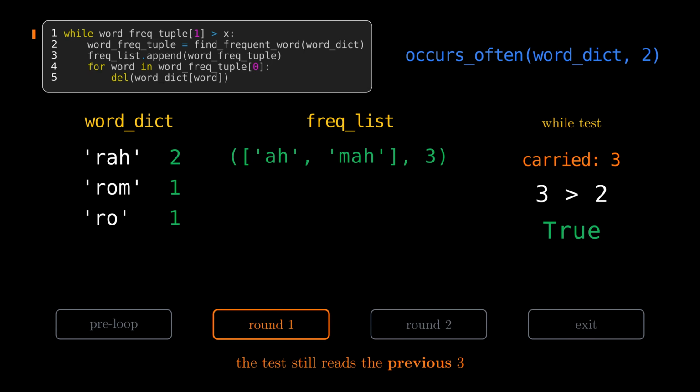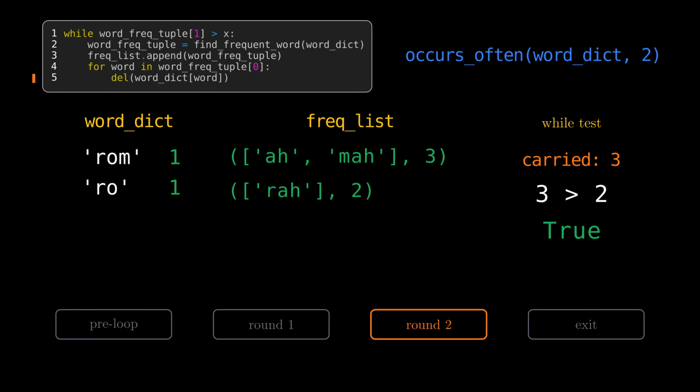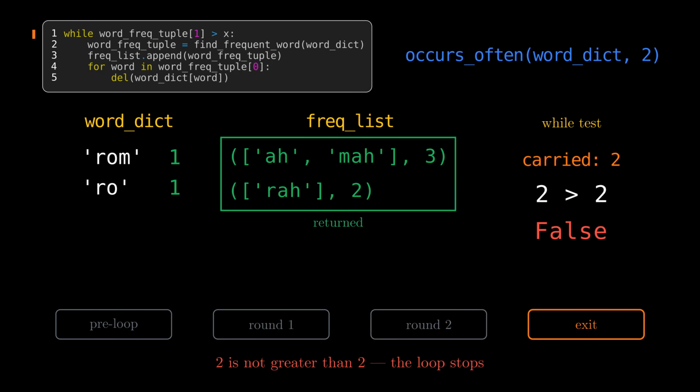So we continue. Round 2, we call the function on the smaller dictionary. The highest value left is now 2, so it reports ra. We append ra at 2, then delete ra. The dictionary is now rom and ro each at 1. Returning to the condition, the test checks 2 against 2. 2 is not greater than 2, so the loop stops.